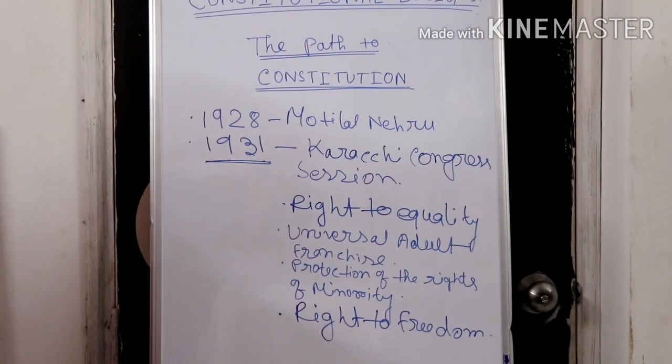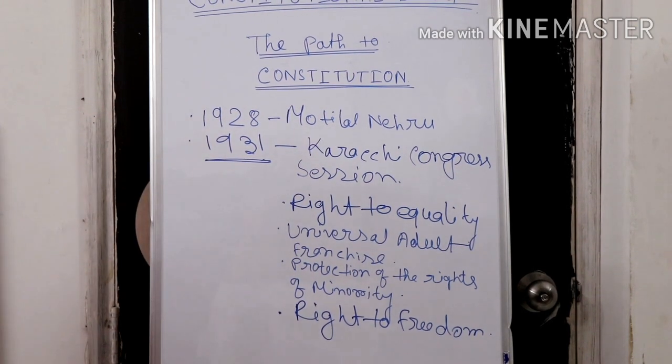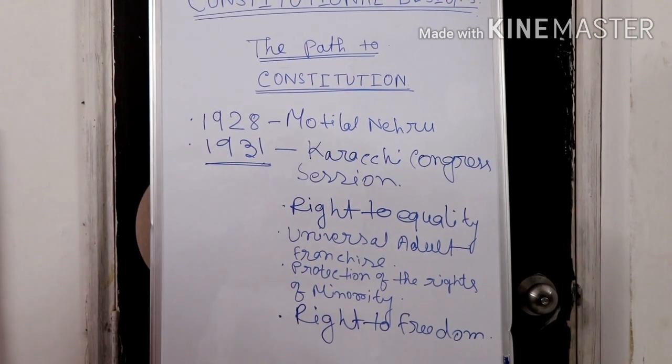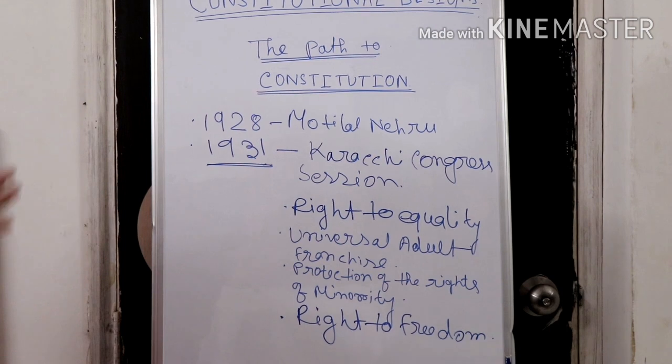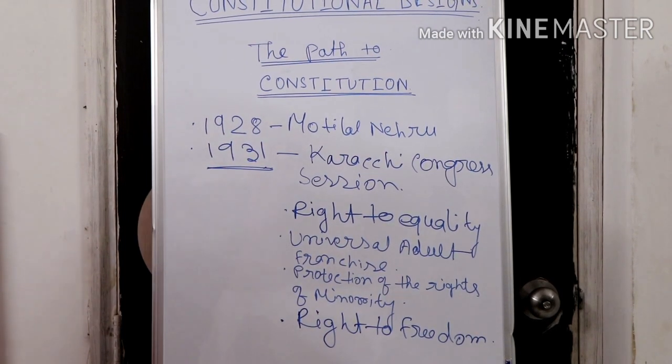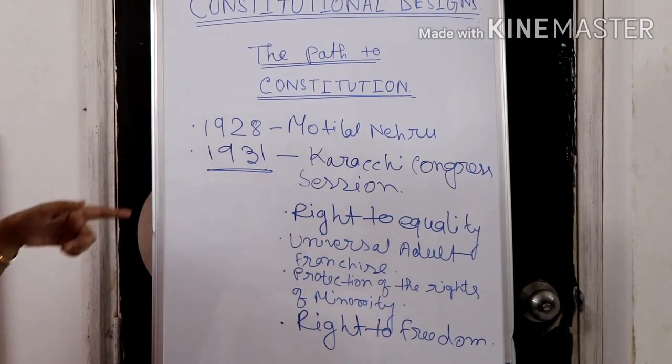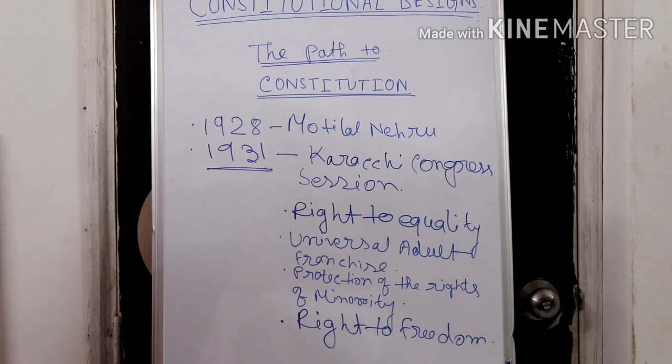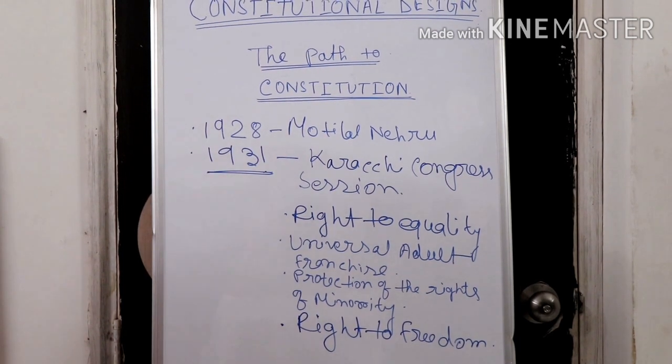These are the points discussed in the Karachi session. Later on, our constitution was made on this basis. That means when our constitution was built, these are the points that the makers of our constitution focused on.